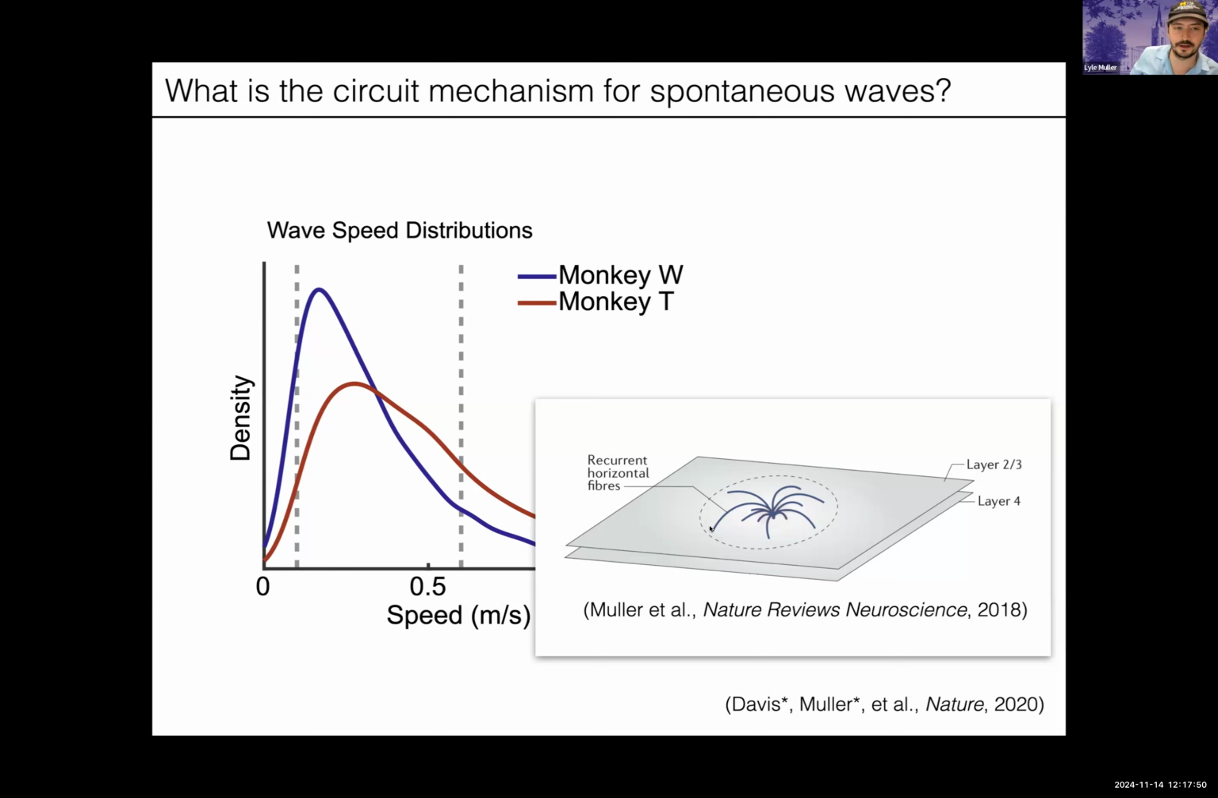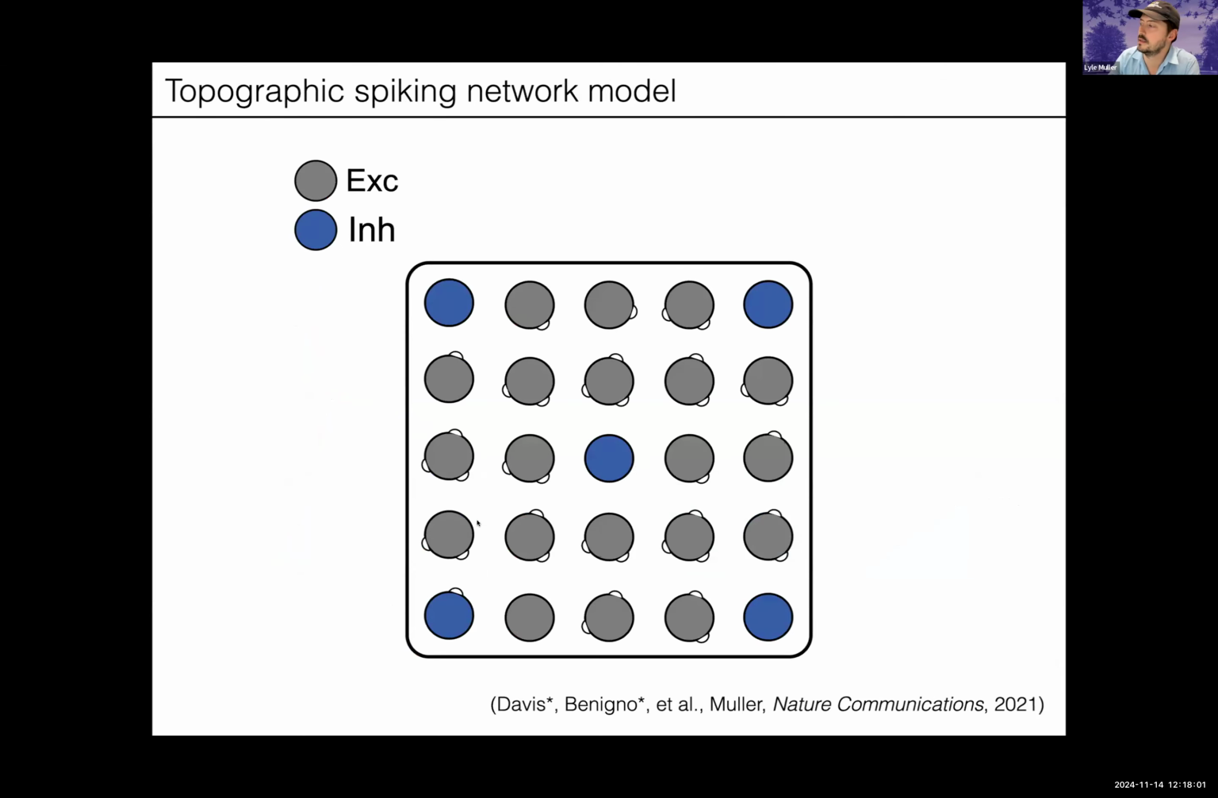Because they're unmyelinated, the conduction of the spikes down those fibers is slow. And we hypothesized that these horizontal fibers might provide the underlying network mechanism for these waves. And so to test this hypothesis, we started studying these large-scale spiking networks with excitatory and inhibitory leaky integrate-and-fire neurons. They're very simple neuron models that allow us to simulate large-scale networks.